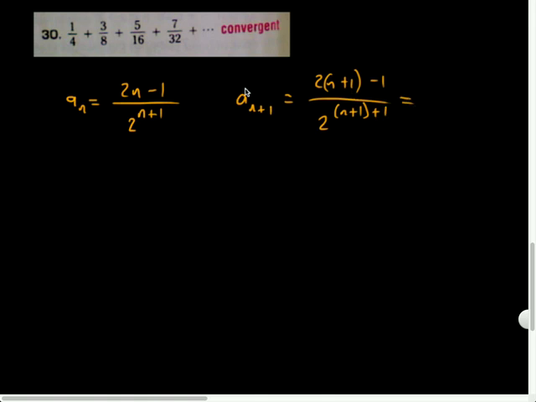So I replace all of the n's with n plus 1s. So this would be 2n plus 2, right, when I distribute, and then minus 1, so 2n plus 1. No? No. The whole n had to be replaced by an n plus 1. So when I distribute, it'd be 2n plus 2 minus 1, I believe. Yeah. And then here, this one's just 2 to the n plus 2. So could someone describe what I do next? It's been a couple days since the ratio test. Of which one over which one?